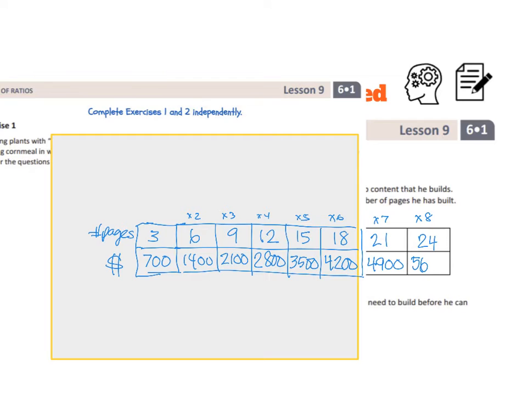And you know what? I could just add 700 each time as well. So don't worry. If I can't figure out my math facts, then I can just do repeated addition. Okay, so now the other question says Javier is saving up to purchase a used car that costs $4,200. How many web pages does he have to build before he can pay for that car?